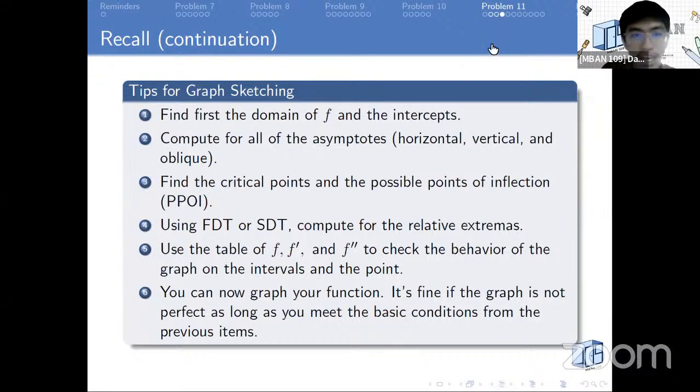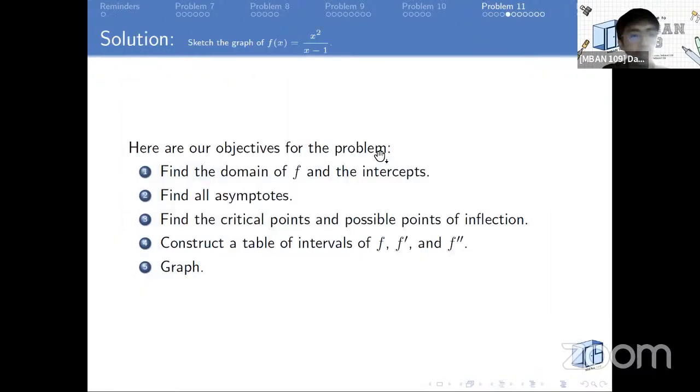Next, yan. So here are our objectives for the problem. Number 1, find the domain of f and the intercepts. 2, find all the asymptotes. 3, find the critical points and possible points of inflection. 4, construct a table of intervals of f, f prime, and f double prime. Then 5, sketch the graph.